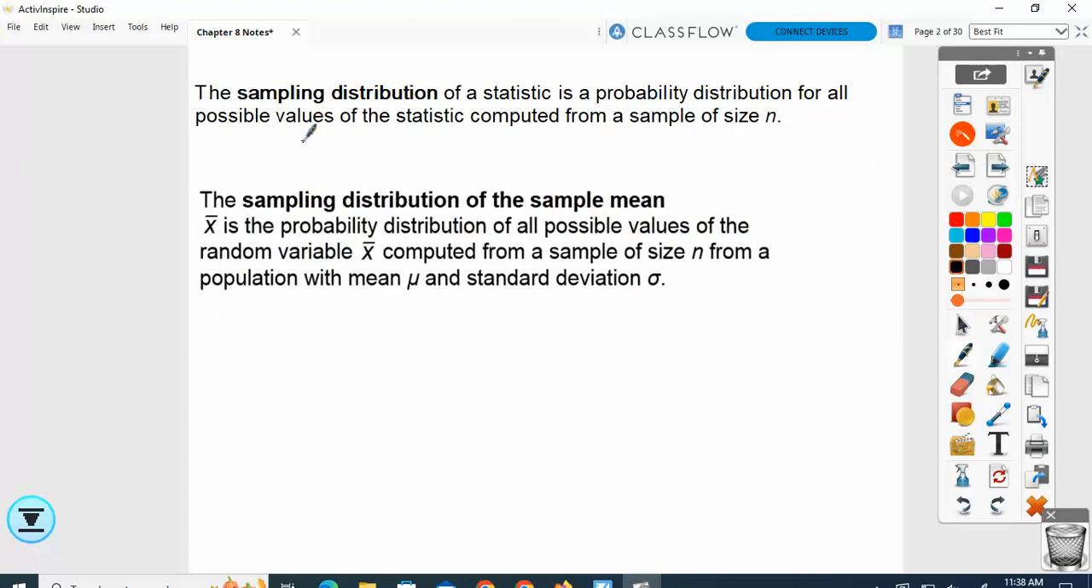So I kind of have that definition there. The sampling distribution has all the different possible values of that statistic. In this case, we're talking about the mean for a given size. So the sampling distribution of the sample mean, so for X bar, is the probability distribution. We know a probability distribution has your possible outcomes and the probability of each for all those different samples.